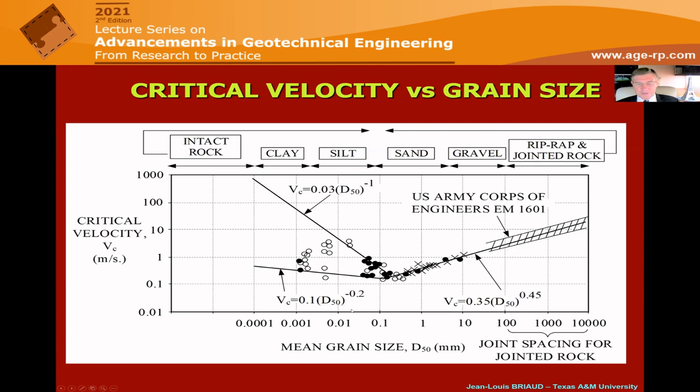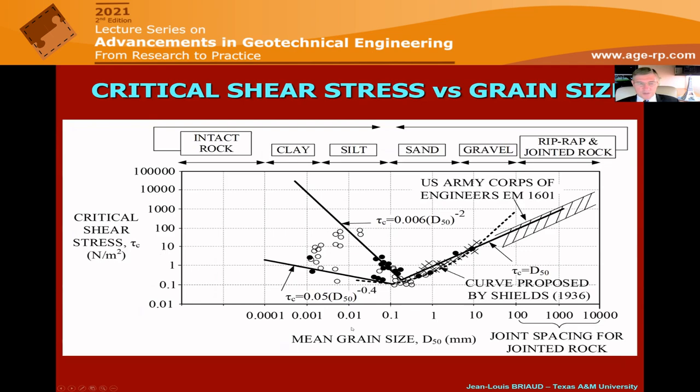The problem on the side of the fine-grained soil is that the D50 no longer is a determining factor. And you have a range of curves, if you wish. And that's why when I deal with soils that are on this side of this chart, then I have to test the soil. And I use the EFA to do that. So the same chart, but in terms of critical shear stress in this case.